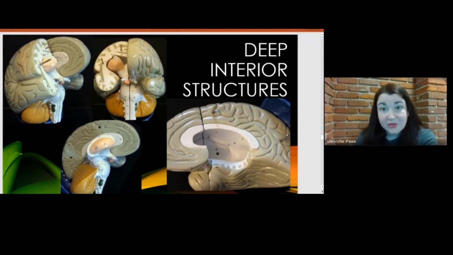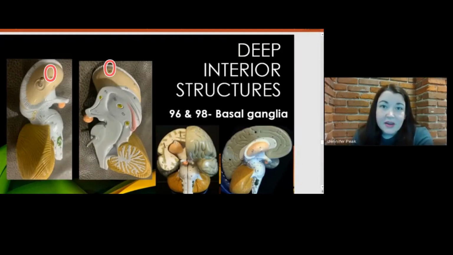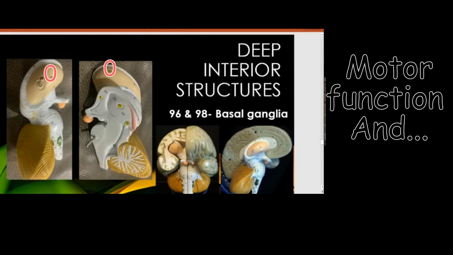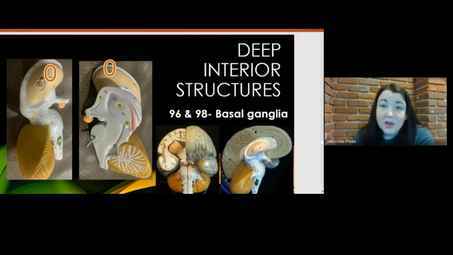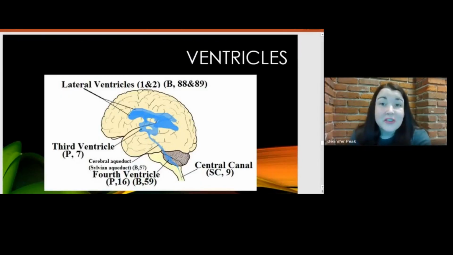So let's look at those. Your basal ganglia are located at structures 96 and 98. The lab manual lists motor function as its function, but it's actually involved in more than just that, including learning and emotion. All right, so now we are to the ventricles.